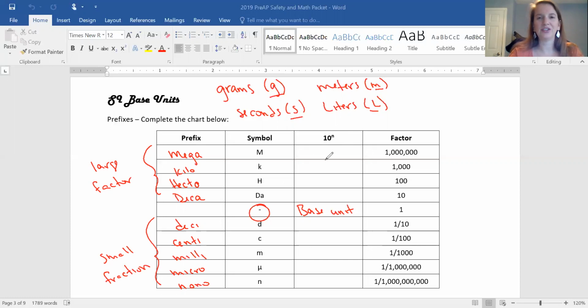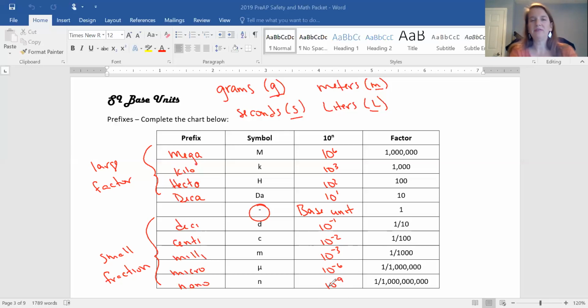So 10 to the, that's just telling us how big or how small that prefix is. So this is 10 to the 6th, this is 10 to the 3rd, 10 to the 2nd, 10 to the 1st. And because these ones are all fractions, these all have negative exponents. So 10 to the negative 1, 10 to the negative 2, 10 to the negative 3, 10 to the negative 6, and 10 to the negative 9.